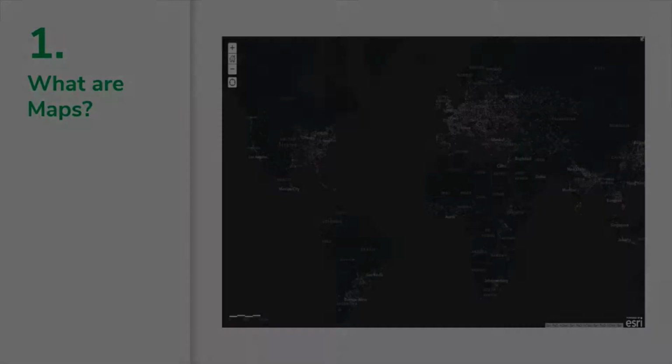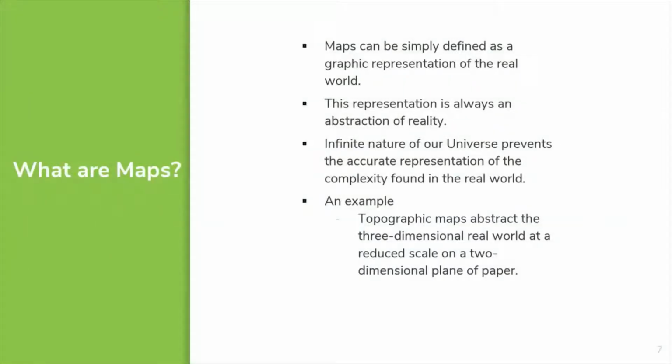So what are maps? Maps can be simply defined as graphical representations of the real world. So a map is just showing you, representatively, what exists in the real world. It's always an abstraction of reality, so it's not the world itself, and it cannot demonstrate what is actually there. But what maps do is that they use symbols to represent features, which paints a picture for us of what is there in the landscape.